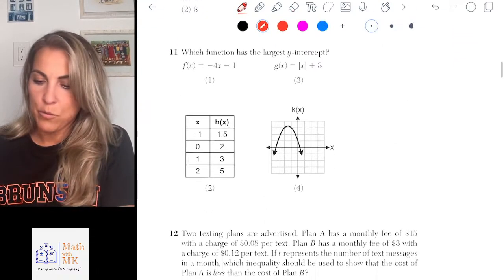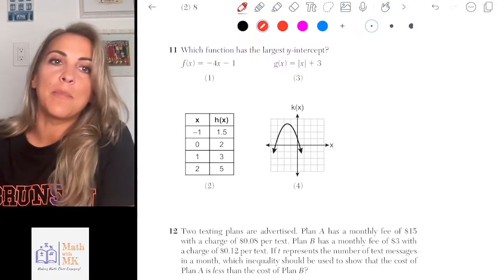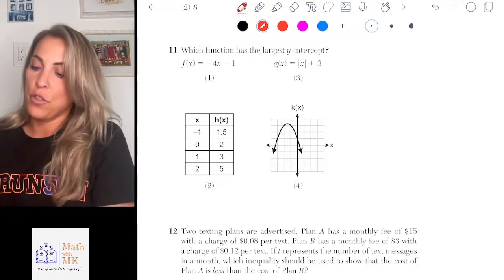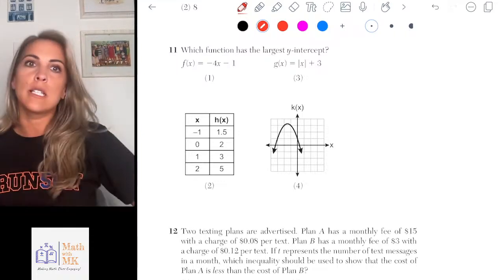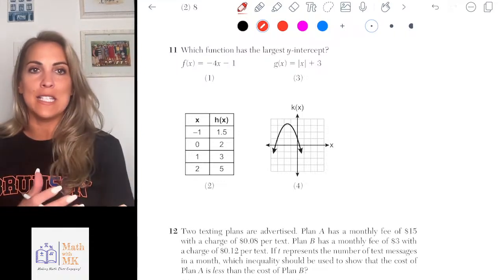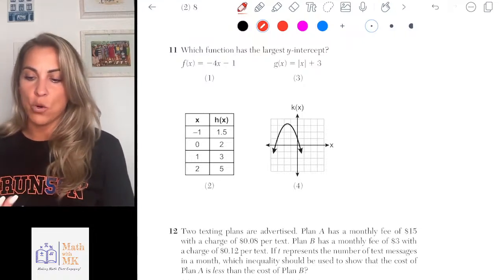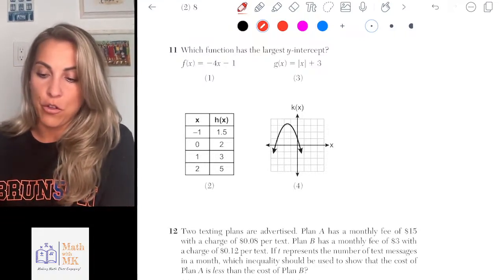All right, number 11 wants to know, which function has the largest y-intercept? The y-intercept is the point or points on the graph where a function is going to cross the y-axis. Algebraically, it's the point where the x value is 0. So there are two different ways to find it depending on whether you have an equation or a graph. I'm looking for the y-intercept for each of these, and I'm looking for the largest one.